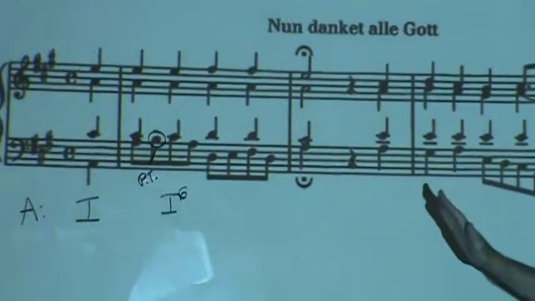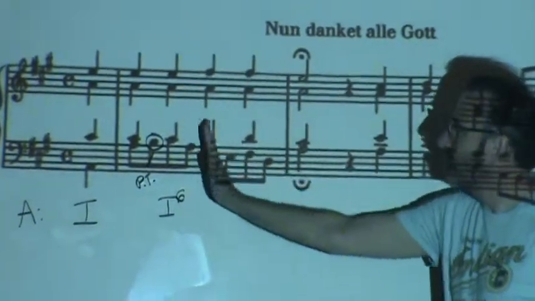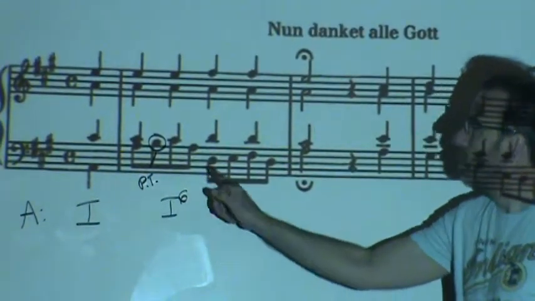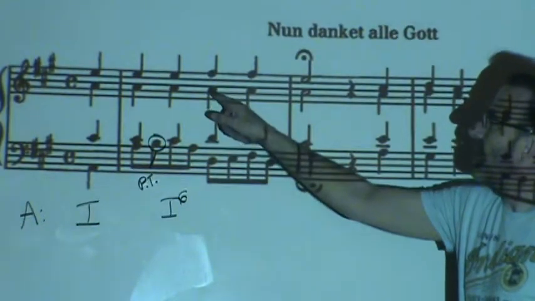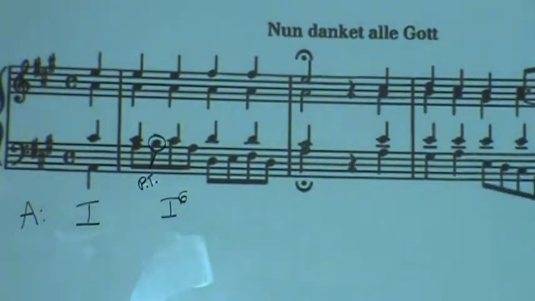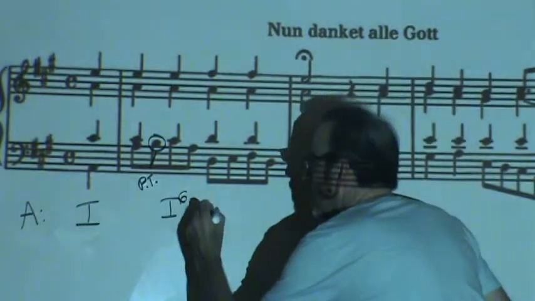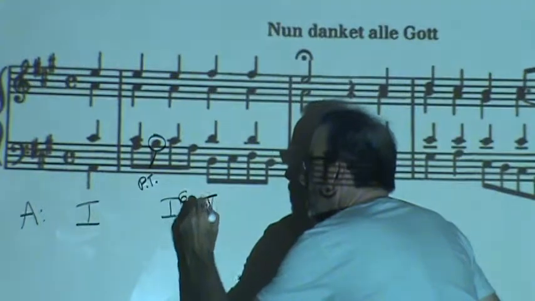Okay? So our next change of harmony is going to come here, where we have B and B and A and F. What would that be? 4. Yeah, that would be a 4 chord. In the key of A, a D major triad is 4.